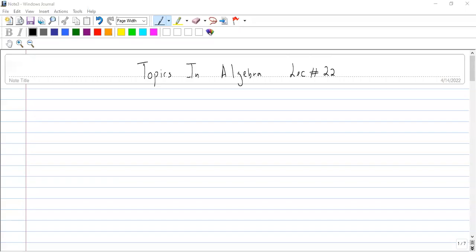The concept, the sum of modules. So what is the definition? We know that we can introduce the addition operation between ideals. In the same way, we can introduce the addition operation between submodules. So, the sum of submodules.